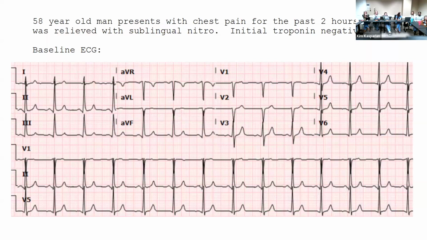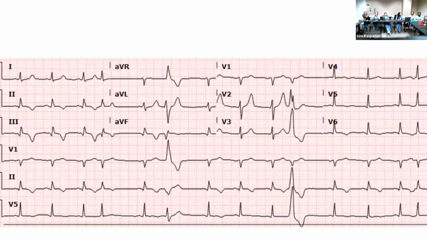All right. So, clinical scenario. Got a 58-year-old man presenting with chest pain for 2 hours. He's relieved by sublingual nitro at home. He comes in, he's still having chest pain. His initial troponin is negative. So a month ago, this was his EKG in clinic. So this is not right now, but this is what his EKG looked like a month ago. So pretty normal. And then he comes into the ER, and this is the first EKG we get. So what's different?